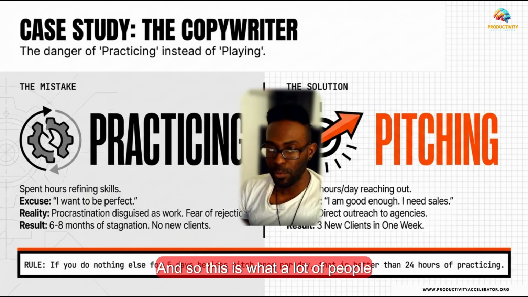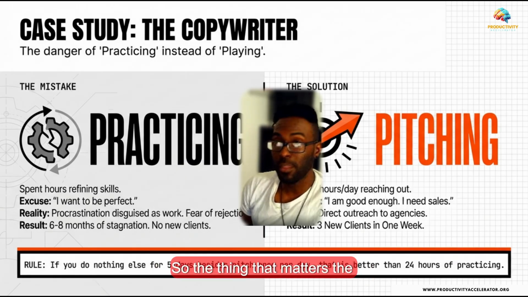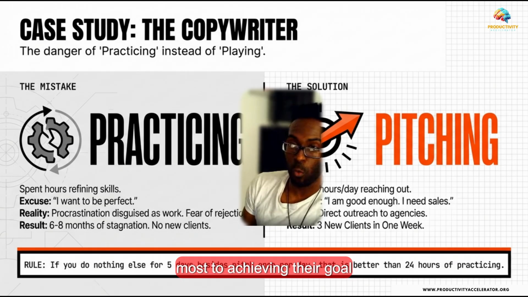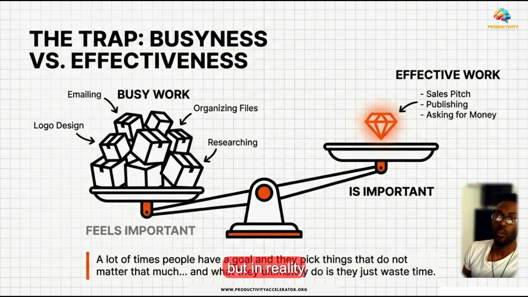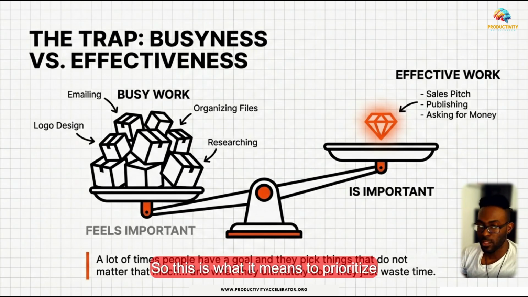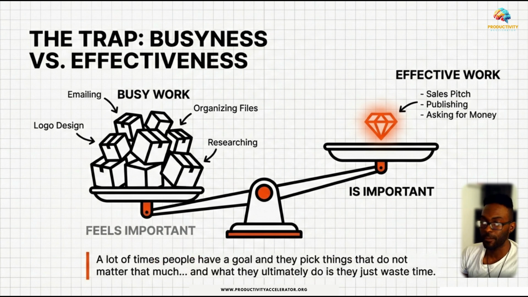And this is what a lot of people do. They don't prioritize effectively. So the thing that matters the most to achieving their goal, they don't do. They procrastinate, or they start doing other things that they want to believe are important, when in reality, they're not. So this is what it means to prioritize. Find all the things that lead you to your goal, and then pick the biggest things that matter the most and focus on those things almost exclusively.